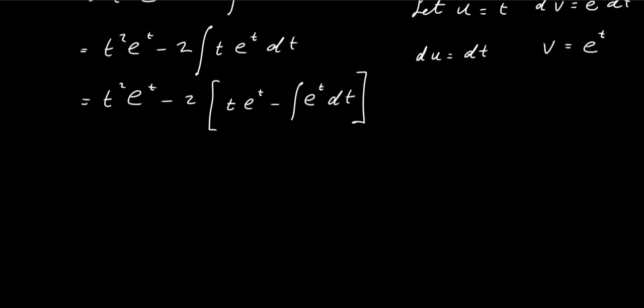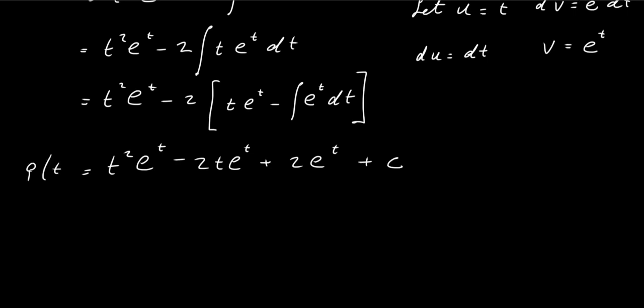All we've got to do now is just simplify this. So it's t squared e to the power of t minus 2t e to the power of t. And if you integrate e to the power of t, you'll get e to the power of t. So this is just going to be minus minus, which is plus 2e to the power of t. And then we also need to stick in our constant of integration as well. Okay, so this is our P of t here.